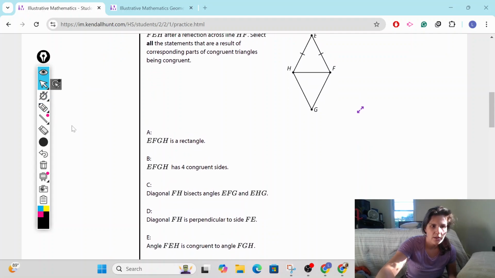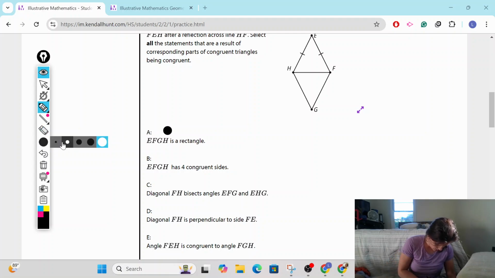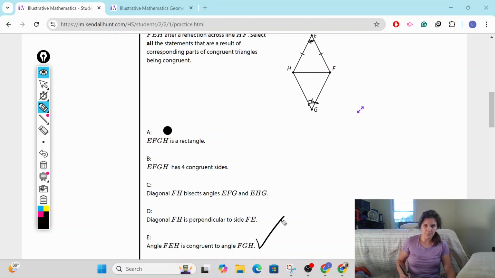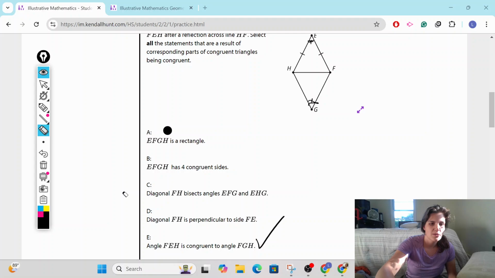Finally, we have angle FHE is congruent to angle FGH. So angle FEH, this one right here, is congruent to FGH. This side corresponds to that side, so this one is true. All right, we're done with this question. Pause this video if you need to look back, and I'm moving on to the next one.